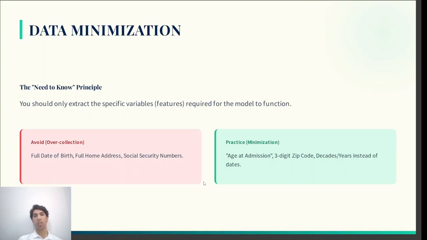For example, the clinical markers that are important for the training of our models are things like age at admission, three digit zip code, decades, years instead of dates. So we must make sure to collect the minimum data that is required for our model to function.